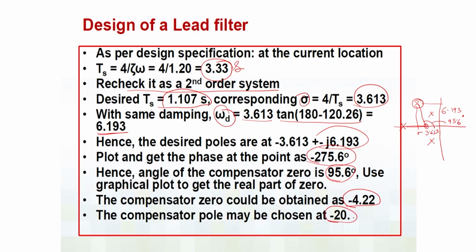Okay. So, once I get the minus 4.22, I can simply multiply it by 5 times and keep the corresponding pole somewhere here. Okay. So, it is far away, at minus 20, so that it does not disturb my system. So, that is how I can design a lead filter for the system.